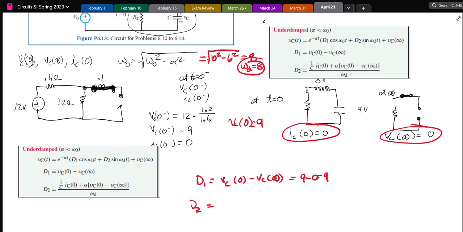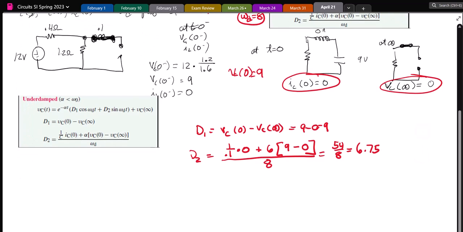So it's 1 over C, so that's 1 over 0.1 times IC of 0. IC of 0 was 0, plus alpha was 6, times VC of 0 was 9, minus VC at infinity was 0, all over omega d was 8. So that's 54 over 8, which is 6.75. D2 equals 6.75. And then D1 equals 9.